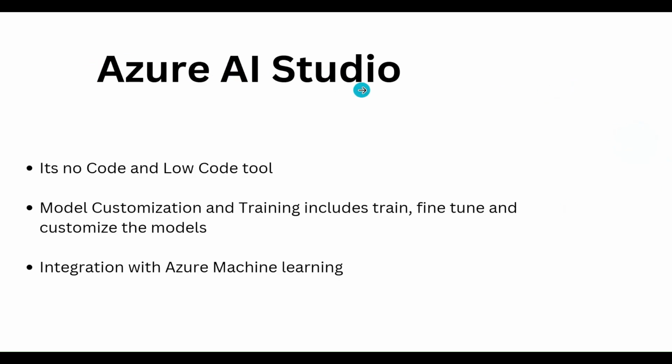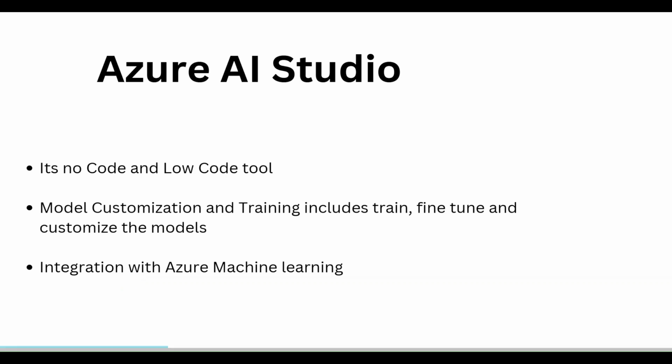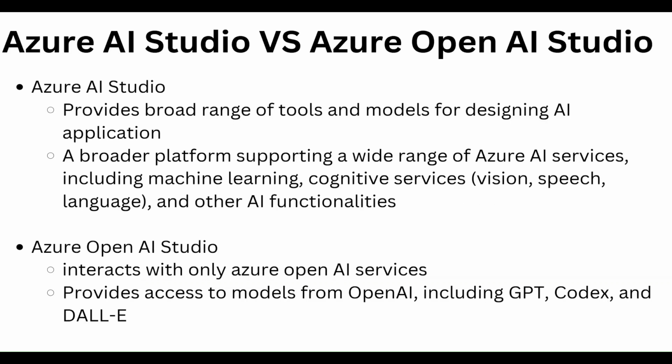So what is the Azure AI Studio? This is a low code, no code platform. It helps you train the models, fine tune the models or customize the models as per our need. Integration with Azure Machine Learning also comes by default when you create the Azure AI Studio. And then there is a lot of confusion usually around Azure AI Studio and Azure Open AI Studio.